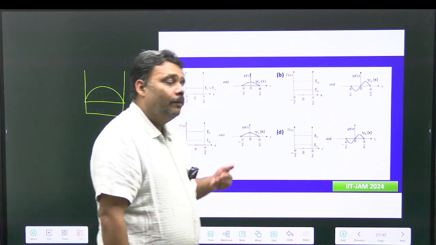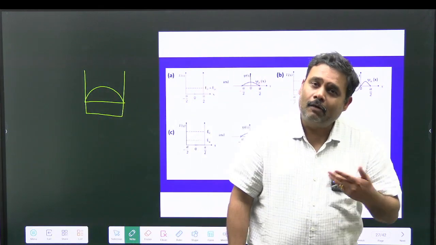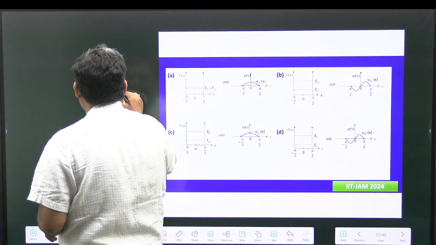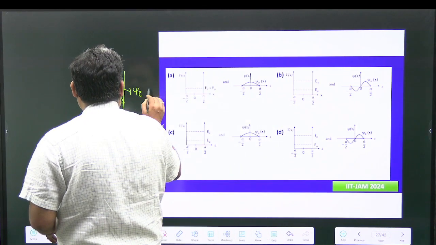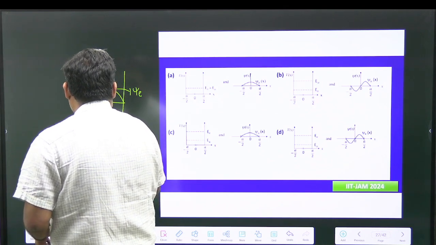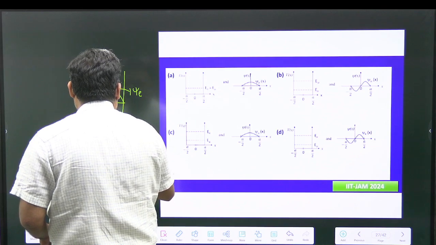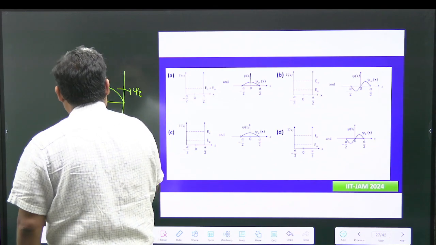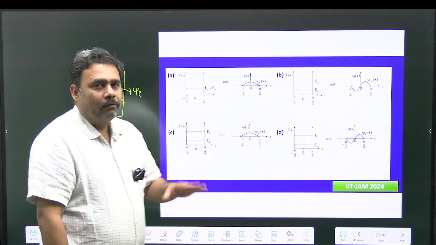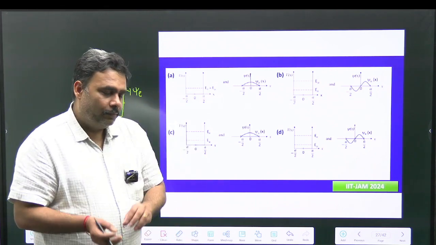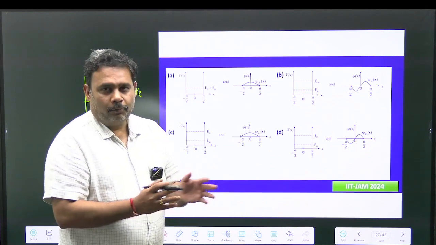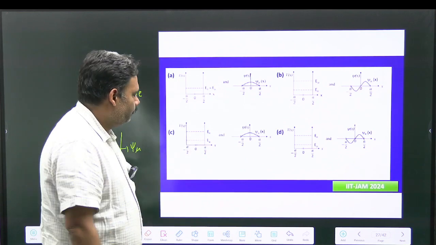And it is said that the muon is in the ground state and the electron is also in the ground state. So if both are in the ground state, then psi_e will have the same type of wave function as psi_mu. This is one piece of information because both are in the ground state. We have nothing to do with the muon and nothing to do with the electron, because we can treat them independently.